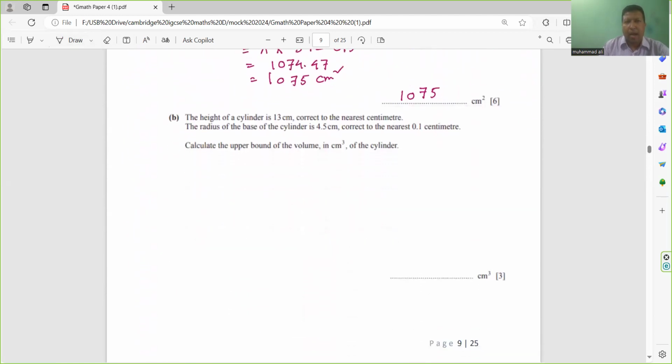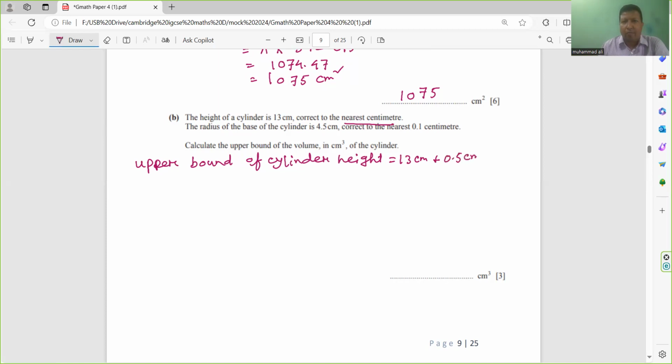Number B, the height of the cylinder is 13 centimeter, correct to the nearest centimeter. So the upper bound of cylinder height equals 13 centimeter plus, as it is nearest 1 centimeter, 1 centimeter you have to divide by 2. So 0.5, you have to add here 0.5 for the upper bound. So it is 13.5 centimeter.